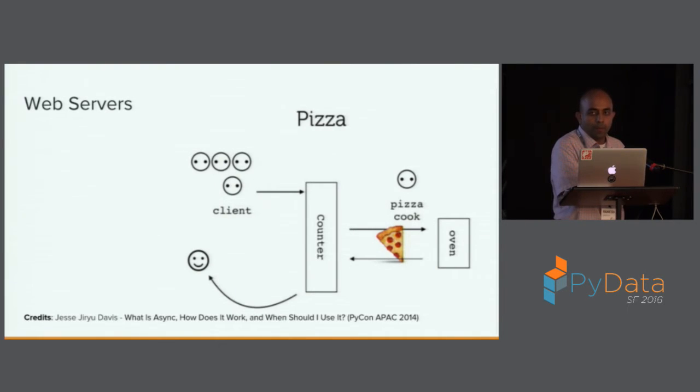And what if the person across the counter is also waiting for the oven to cook it, and a new customer comes in, you need a second person across the counter. So for every new person that comes in requesting a pizza here, you need that many people to serve it, that many counters to serve it. Okay, that's typically how a web server does, right?